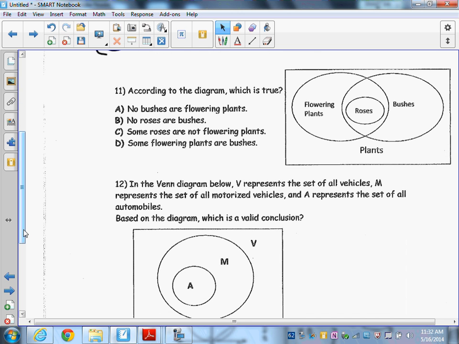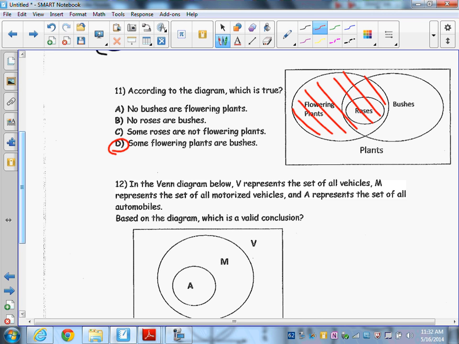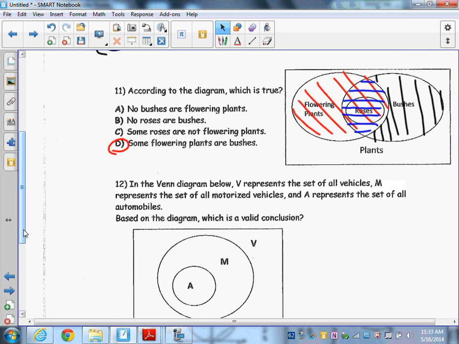Number 11 is another Venn diagram. So which is true about this? The one that will be true is some flowering plants are bushes. So here's our flowering plants, and here are our bushes. So those are the ones that are both flowering plants and bushes, and we have other bushes over here that are not flowering plants. I really hope that all of you can read a Venn diagram by now. This is something we did pretty well on.